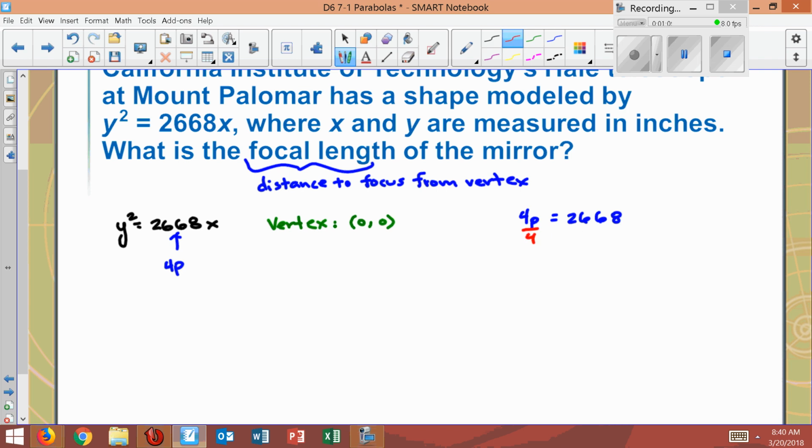You divide by 4, and I believe if we type that in the calculator, we get 667. That would be the value there. So this started in inches, and so I'll put inches here as well. And so this would be our p.